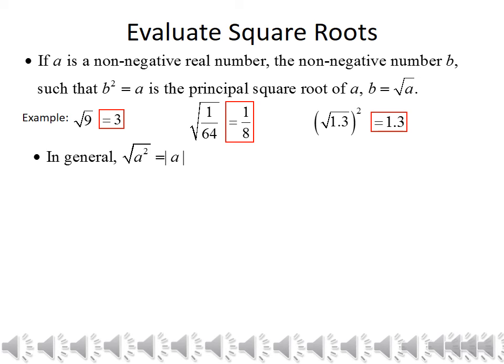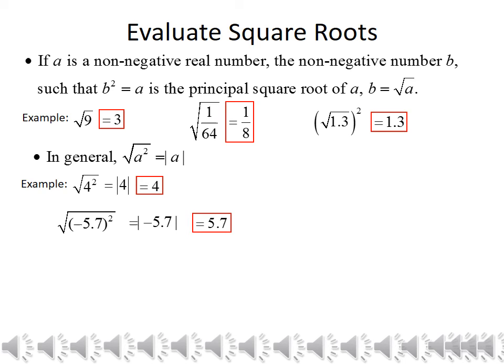And so in general, if you have the square root of some number squared, that's just going to be the absolute value of that number. For example, the square root of 4 squared will equal the absolute value of 4, which is just 4. The square root of negative 5.7 squared will equal the absolute value of negative 5.7, which is just 5.7.